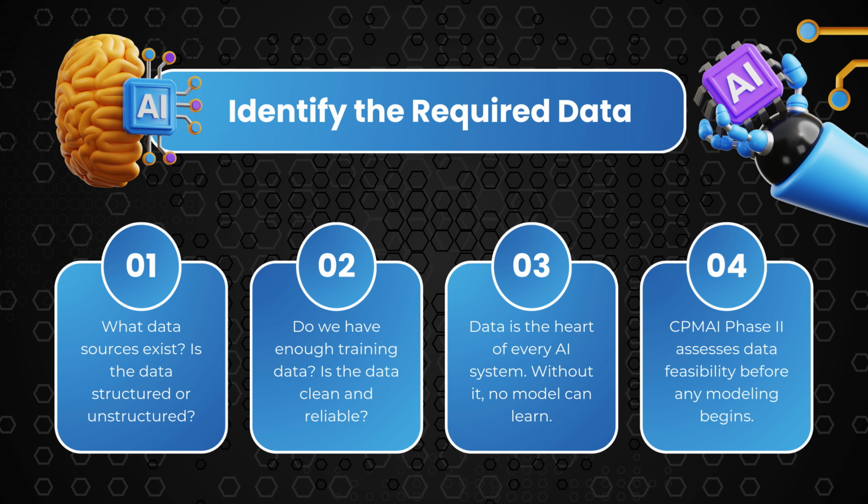Once the problem and decision are clear, the next step is identifying the required data. First, we need to understand what data sources exist and whether the data is structured or unstructured. Next, we evaluate whether we actually have enough training data and whether that data is clean, reliable, and usable for modeling. Remember, data is the heart of every AI system. Without quality data, even the most advanced model cannot learn effectively. That is why in the CPMAI methodology, the data understanding phase evaluates data feasibility before any model development begins.